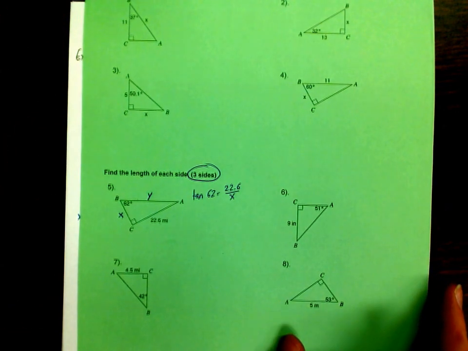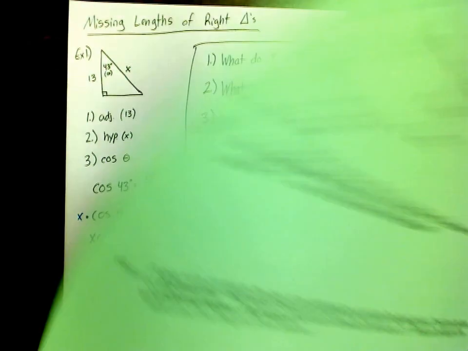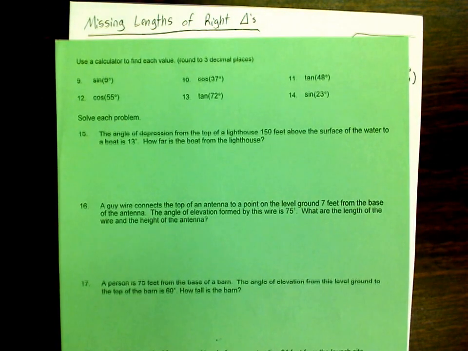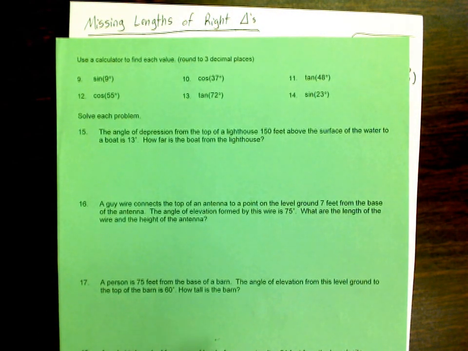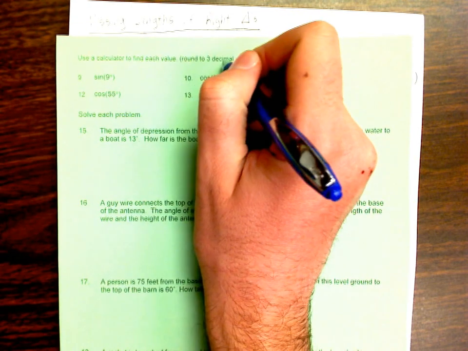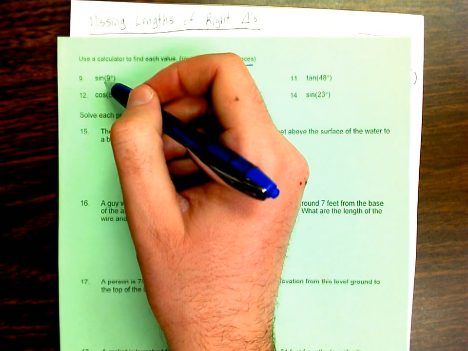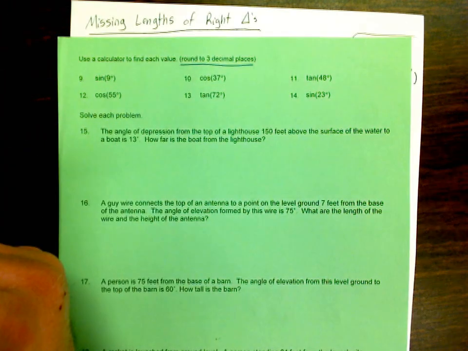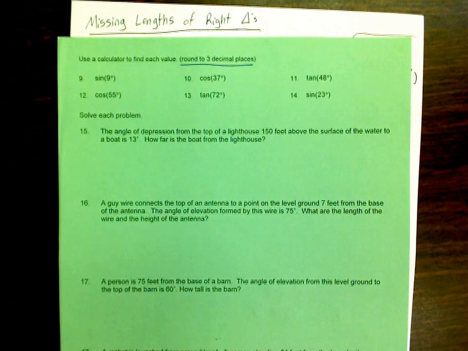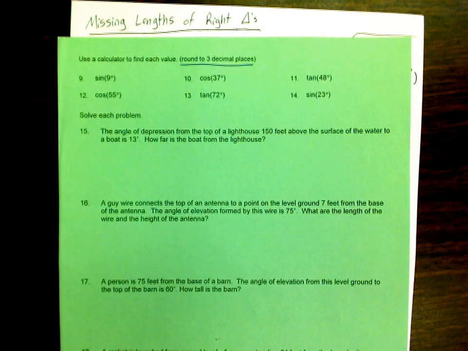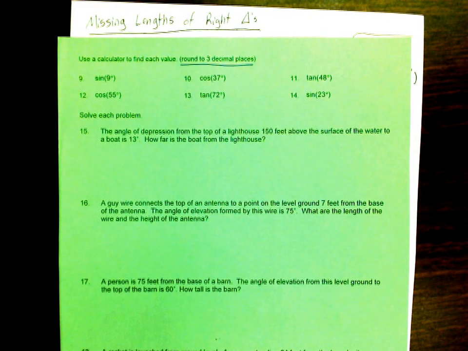Now, I want to talk about the back of this assignment. 9 through 14 are really as easy as they sound. Oh, round to 3 decimals. You're going to type them in your calculator. Go to calculator, sine of 9, enter, give me 3 decimal places. Perfect. You're good. Now, 15 through 19, I really do want you to try.